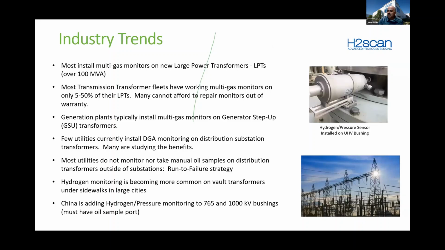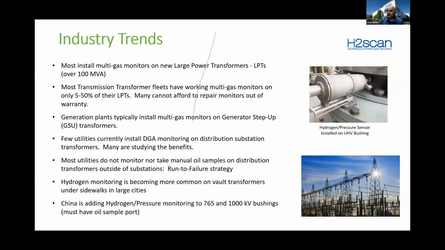And so it's important that, if you're not able to keep those multi-gas monitors running in the long term, you may want to consider a low-cost, reliable monitor that doesn't require any maintenance. And so that will identify if the transformer has problems. And then you can look at getting that multi-gas monitor working again, or adding a new multi-gas monitor to it once it becomes a sick transformer.